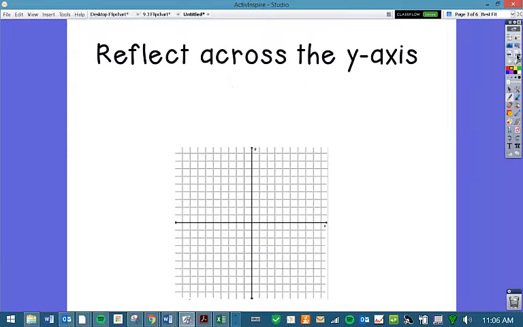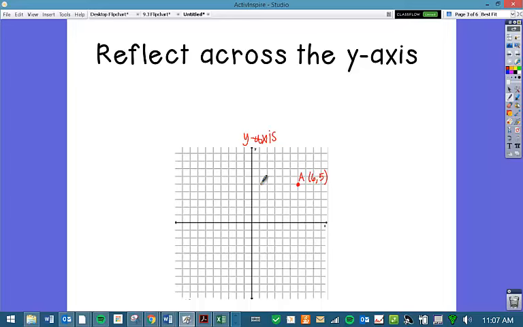Next thing we're going to do is reflect across the y-axis. So our y-axis is this vertical axis. Let's say I have the point (6, 5). So here's point A, (6, 5). We're going to reflect it across the y-axis. So right now it's on the right side of the y-axis. It's going to jump over and be on the left side of the y-axis.